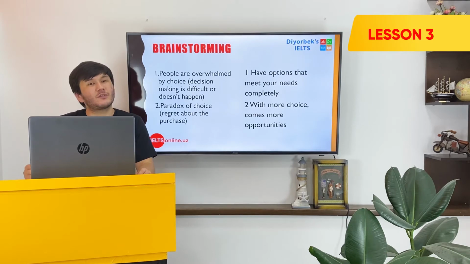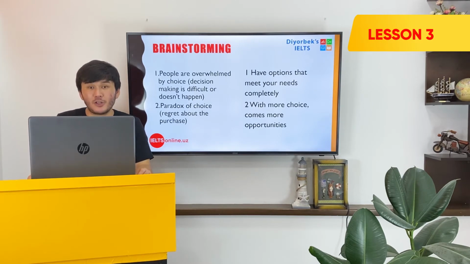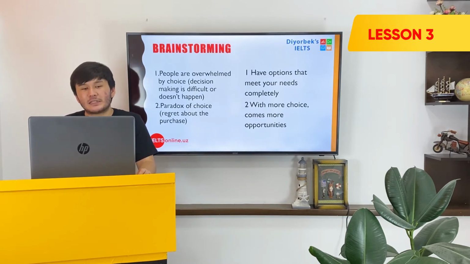Or we can talk about what is called the paradox of choice. A paradox of choice is when you make a purchase and afterwards you regret your choice, because after coming back home, you think that the other one that you saw actually might have been a better purchase, and you have some negative emotions about the purchase that you have made.